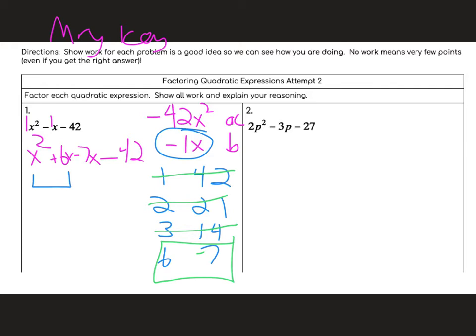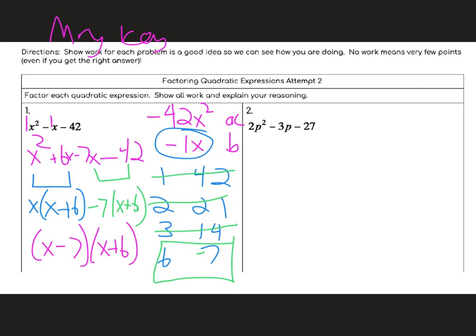Out of x squared and 6x, I can take out an x. If I take an x off of an x squared, I have x left over. If I take an x off of a 6x, I have 6 left over. I'm just going to hope that I can put x plus 6 here and ask myself, all right, 6 times what is 42? That's 7, but it's got to be negative 42. So I got to put a negative 7 there, and then I got to finish with x minus 7, x plus 6. I did it. I'm great. Yay.